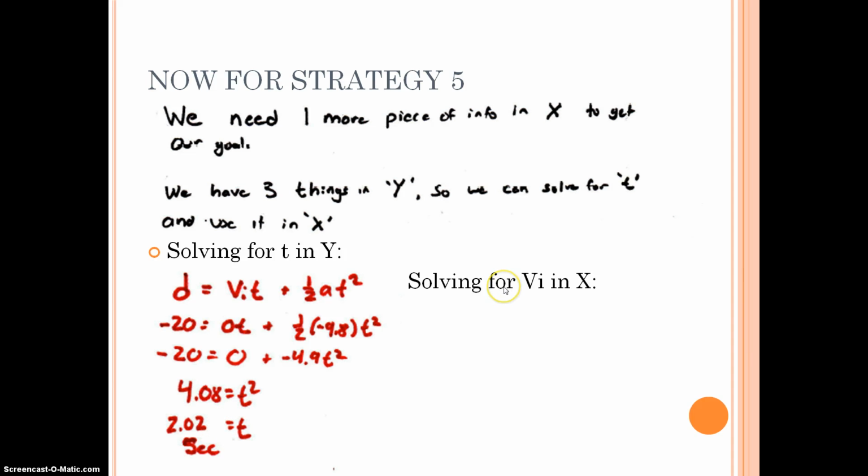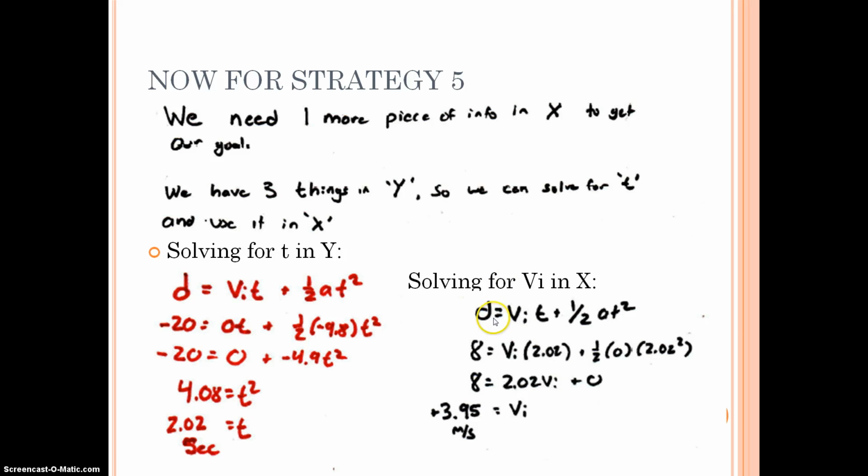And that's the same time as it took to go forward. Based on the table again, I used the same equation. But this time I looked at the X table. I plugged in numbers. Notice the acceleration in X is 0, so all this is going to go to 0. And I solved initial velocity and I got 3.95 meters per second, positive because forward. And we just solved for what we needed.